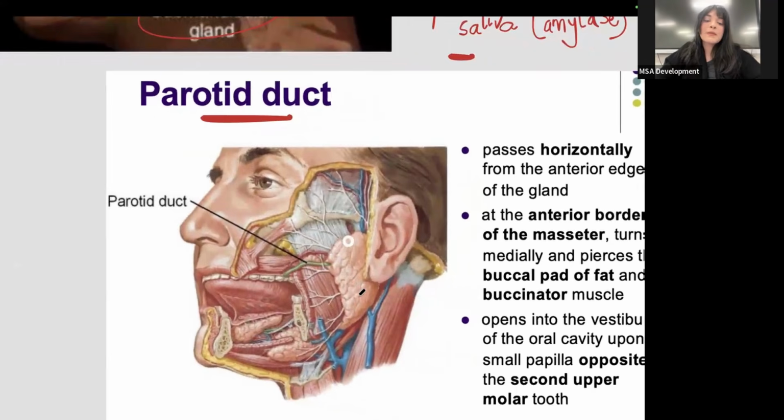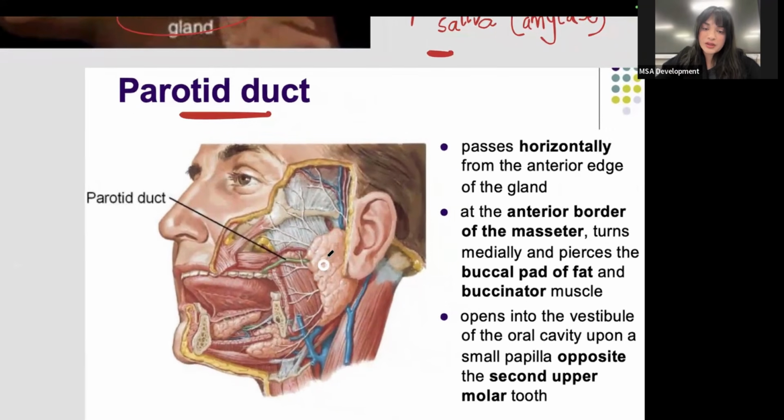Okay, this is the parotid gland, right? And this is the parotid duct. So it passes horizontally from the anterior edge of the gland. At the anterior border of the masseter, which is over here, it's going to turn medially, go inside and pierce the buccal pad of fat and the buccinator muscle. It's going to go inside the buccinator.